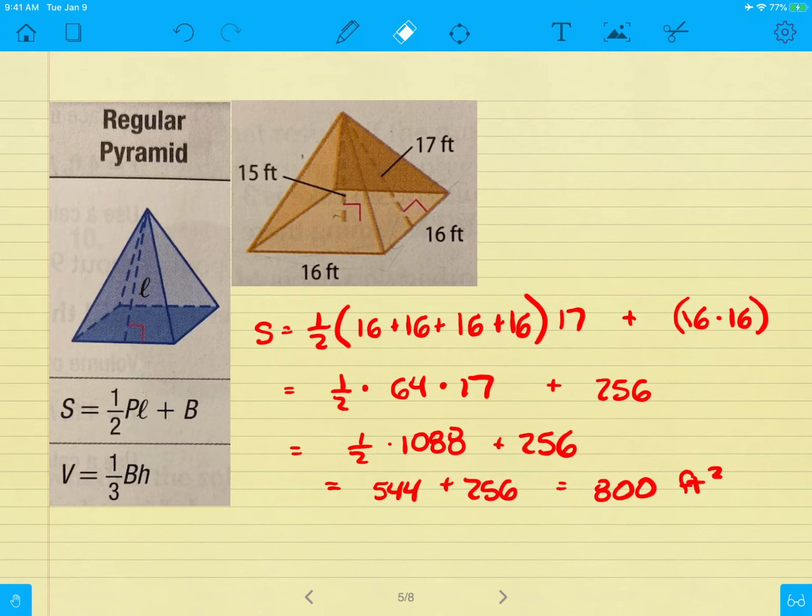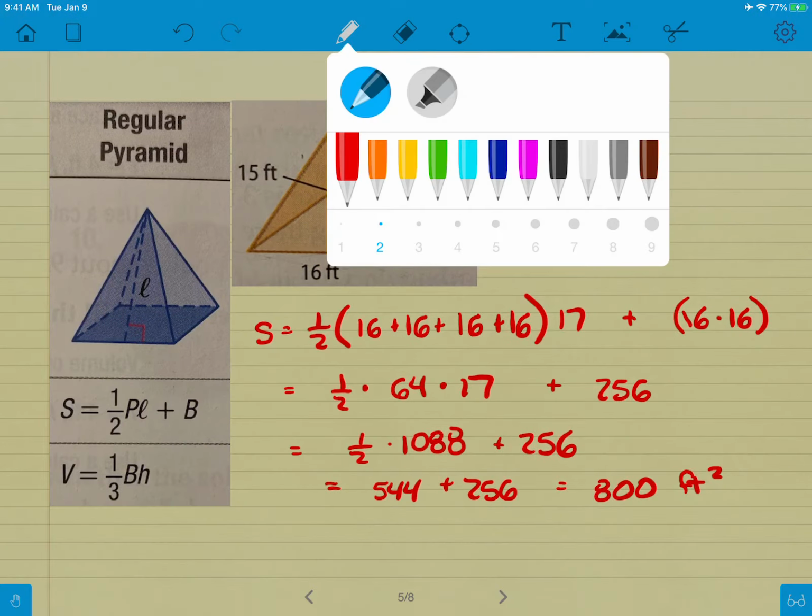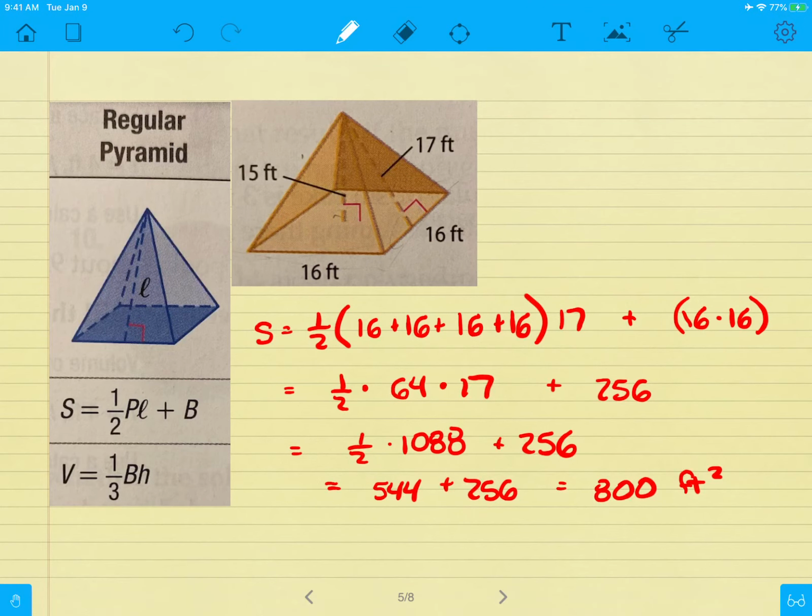All right, let's go to the volume now. I'll switch up the color here. Okay, so for volume, I'll put it up here in the air. So for volume, you're just going to take 1/3 times the area of the base, so 16 times 16. And then you're going to take it times how tall it is, h. The h is the 15. That's the line going up and down in the center.